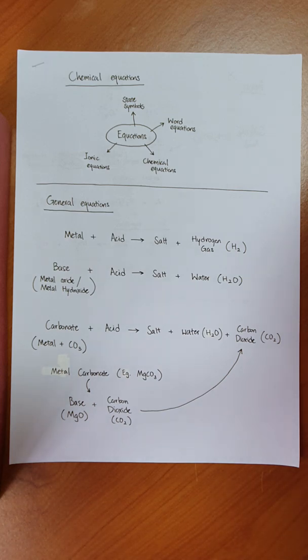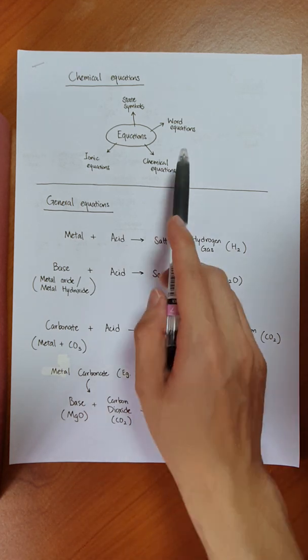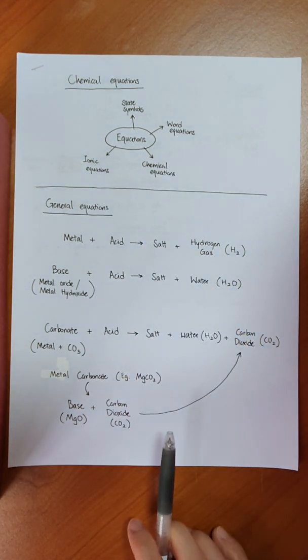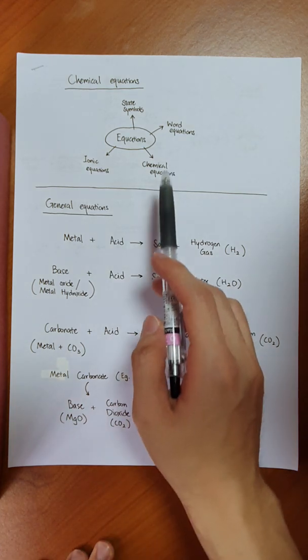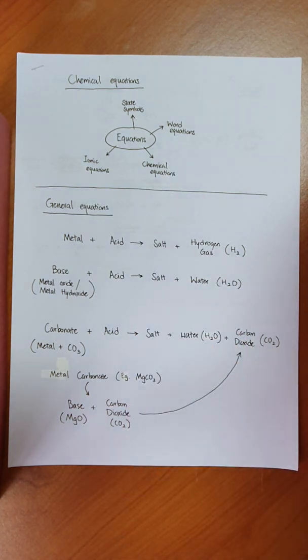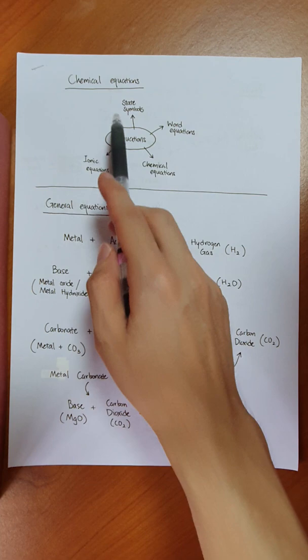Okay, so equations are broken down into mainly three different things. You have your word equation, which is something you learn in sec 2, and then you have chemical equations, which you learn in upper sec, and then ionic equations, which come right after chemical equations. Now, chemical equations and ionic equations will require you to write your state symbols, which is why I added them there on top, as you can see here.